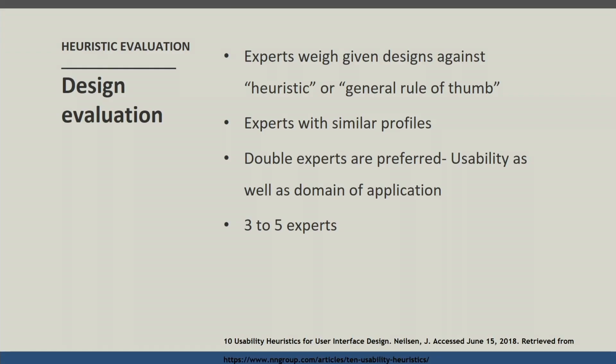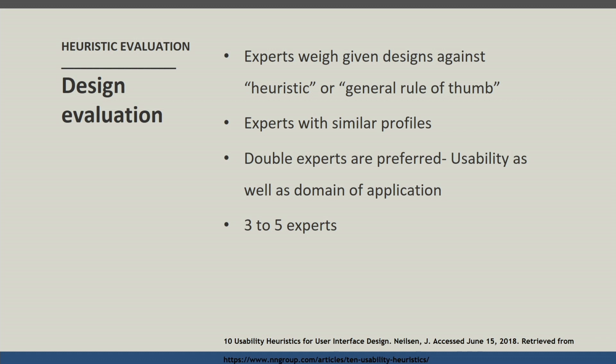Double experts are usually preferred. If your expert is a usability expert and also an expert of the domain, that is preferred. Assume you are developing a medical care application. If you review your iterations through a usability expert versus through a usability expert as well as a medical domain expert, then in the second case you have a possibility to receive more fruitful design reviews. So prefer double experts. Usually a number of 3 to 5 experts is sufficient.